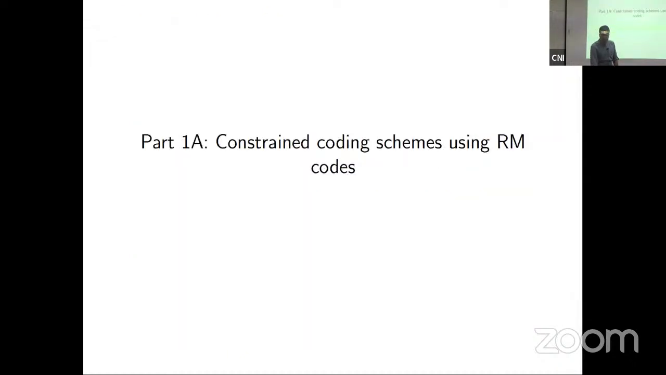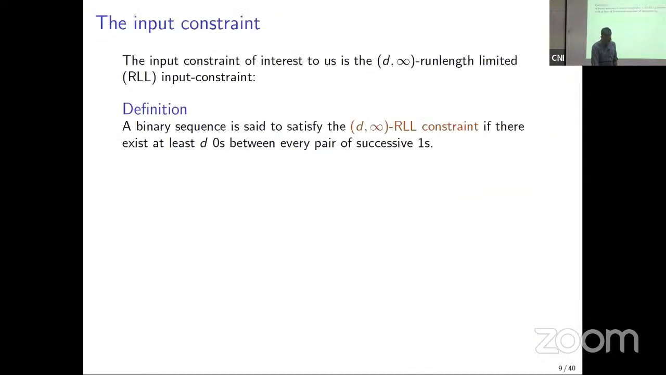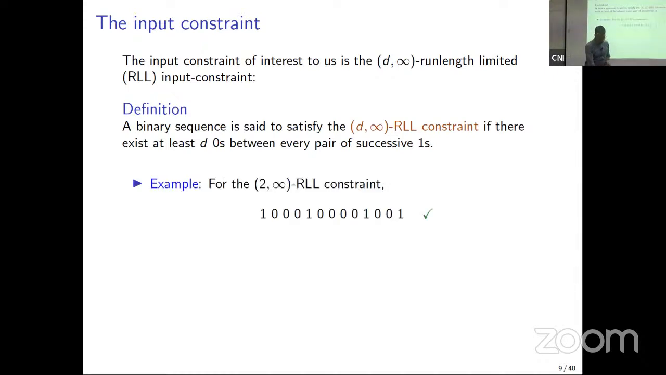Okay. So let's look at what we can do using Reed-Muller. So what is the constraint that we'll be looking at? It's a certain kind of runlength-limited constraint. This is the so-called (d, infinity) runlength-limited constraint. What this means is that your input sequence must be such that there are at least d zeros between every pair of ones. For example, when d equals 2, this sequence here does satisfy the constraint, whereas this sequence here does not.